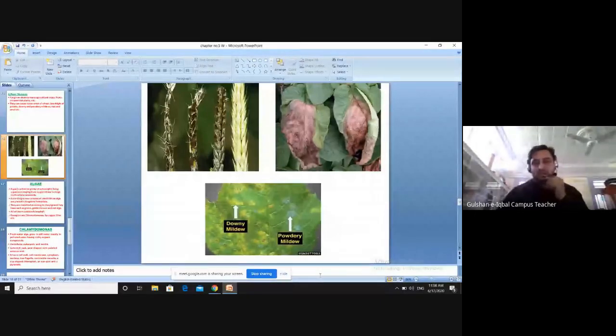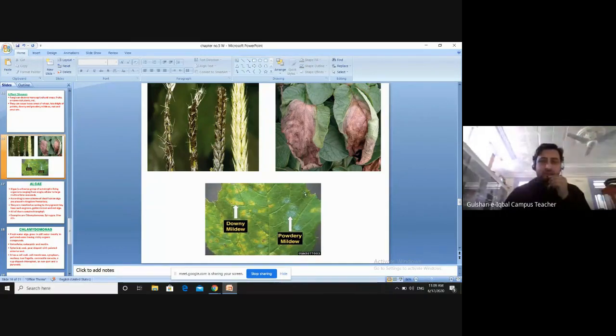You can see there is downy mildew and there is powdery mildew. The lightish greenish white bluish color of the powder is called powdery mildew. The light brownish or yellowish color on the leaf is the downy mildew. These are different kinds of diseases caused by fungus. This is the powdery mildew, and these are the downy mildews. They can cause a problem in the leaf.